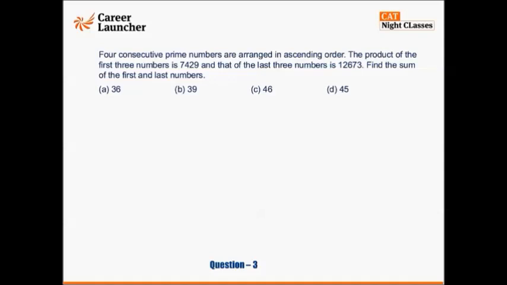4 consecutive prime numbers are arranged in ascending order. The product of the first 3 is 7429. That of the last 3 is 12673. Find the sum of the first and last.